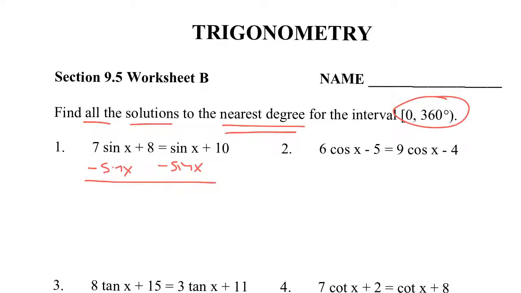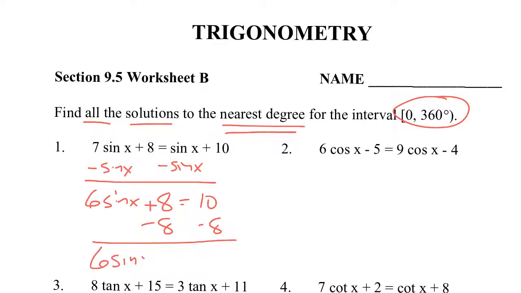So if I take 7 sine minus 1 sine, I'd have 6 sine plus 8 equals 10. And then I'm going to minus the 8. So 6 sine equals 2. And then we're going to divide by 6. And we get sine of x to equal, I'll even just reduce that to 1/3.